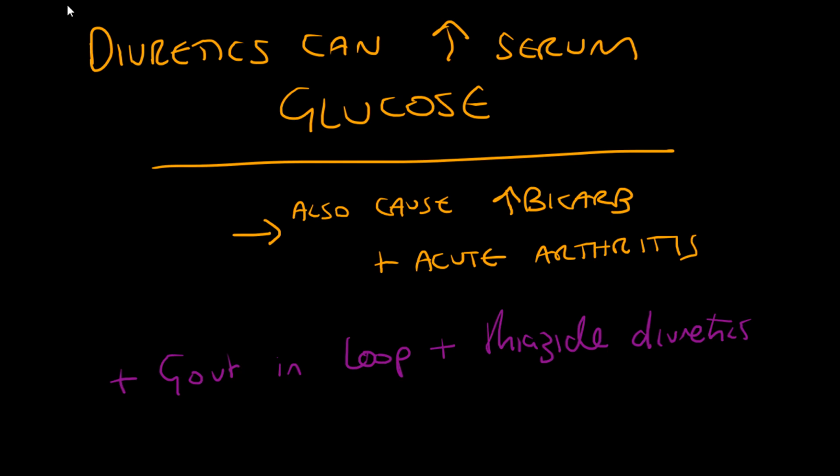Diuretics, we'll go over in another video, but diuretics can increase serum glucose, and they can also cause an increase in bicarbonate in the blood, and they can cause acute arthritis. You should always query gout in loop and thiazide diuretics as well. These are common exam theme questions.